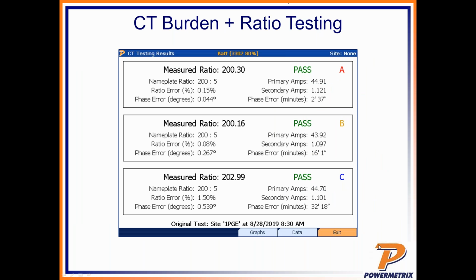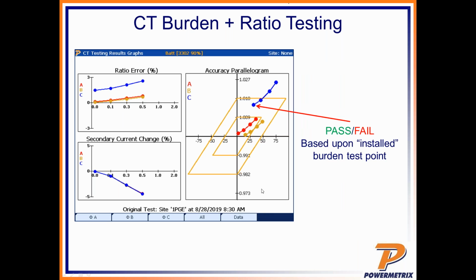Now, the results page looks exactly the same if we're doing a CT burden ratio test, right? So nothing on here says anything about burden. If you want to see what actually happens, you need to press F4 and go into your graphs, and that's where you can see all the results. So now what you'll see when we look at your parallelogram, right? This is our user-defined parallelogram. You've got pass-fail based upon just the installed burden test point. So this very first test point here, right? Okay. So that's the error as the CT installation currently exists.